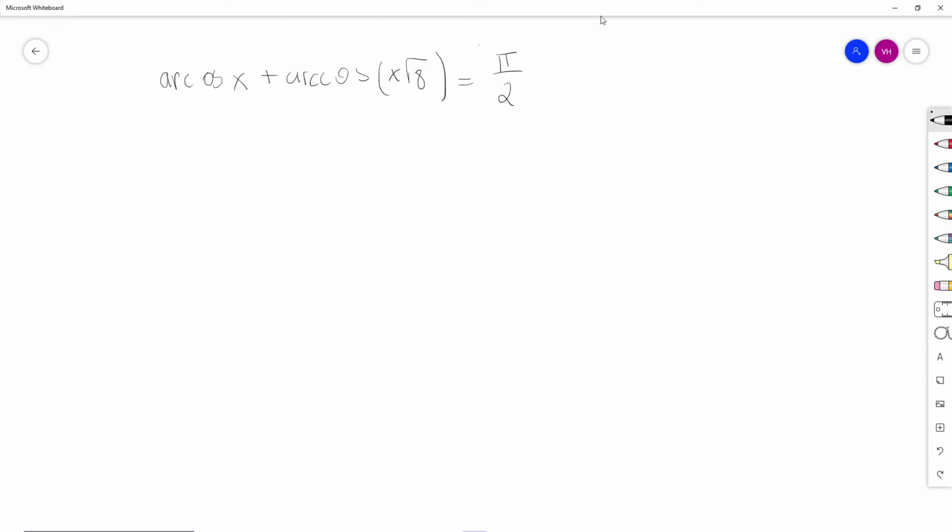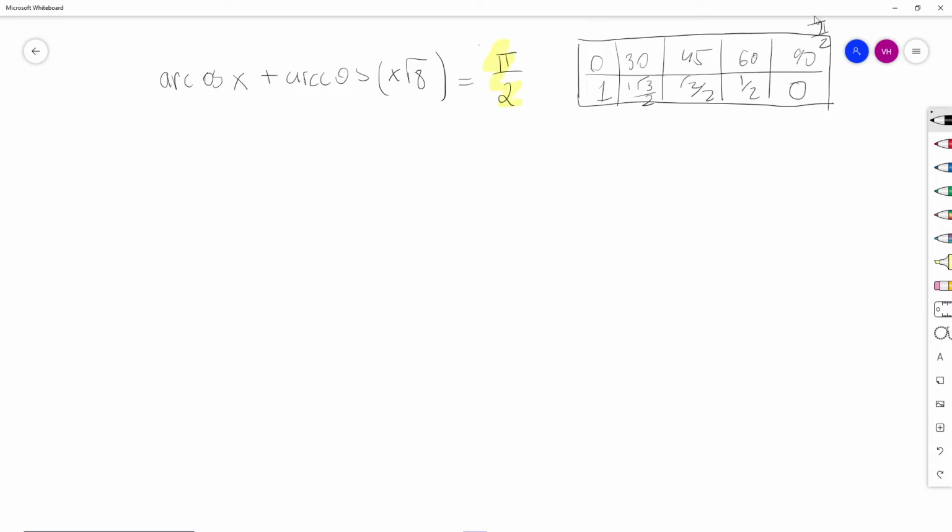Okay, so let's make a table of all the cosine values for different standard angles. I'm going to write them in degree form, but you can obviously easily convert them to radians. 0, 30, 45, 60, and 90. So let's rewrite this equation, but this time taking the cosine of both sides. So cosine of arc cos x plus arc cos x root 8 equals cos pi on 2, and this equals 0.